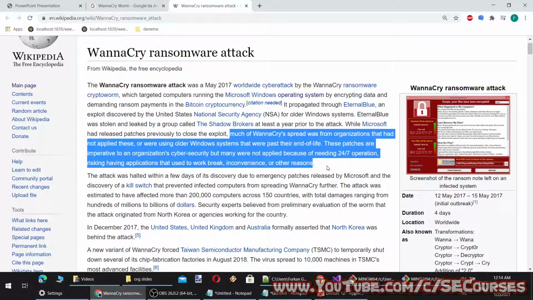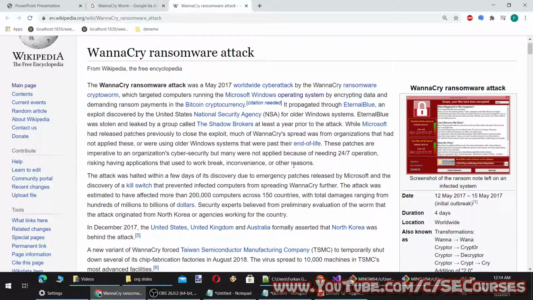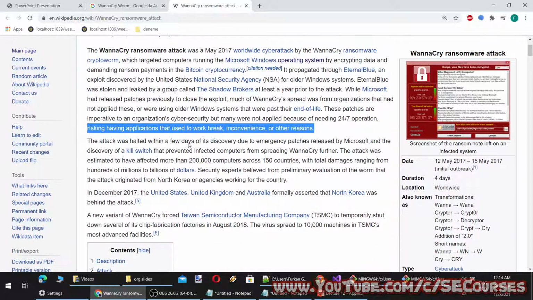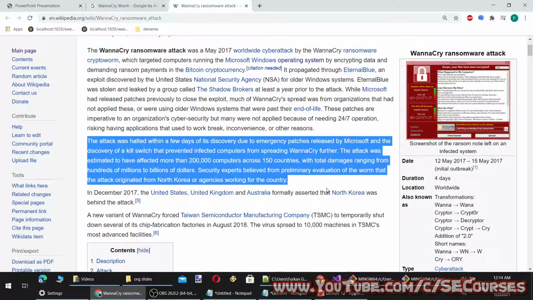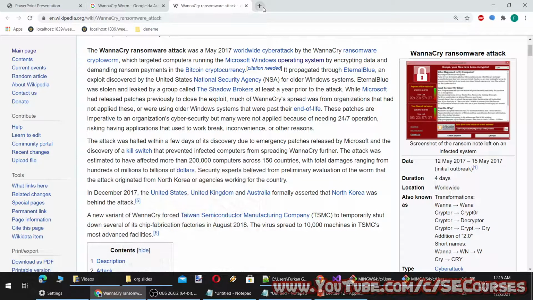These patches are imperative to an organization's cybersecurity, but many were not applied because of needing 24/7 operation, risking having applications that used to work break, inconvenience, or other reasons. The attack was halted within a few days of its discovery due to emergency patches released by Microsoft and the discovery of a kill switch that prevented infected computers from spreading Wannacry further. The attack was estimated to have affected more than 200,000 computers across 150 countries, with total damages ranging from hundreds of millions to billions of dollars. Security experts believed from preliminary evaluation of the worm that the attack originated from North Korea or agencies working for the country.